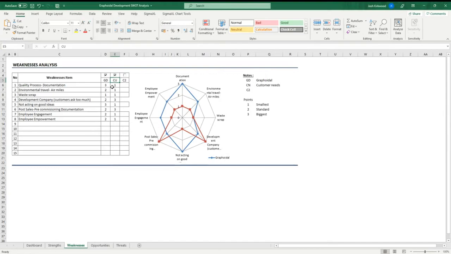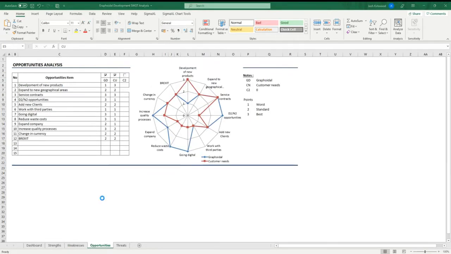Employee engagement and then employee empowerment. We do okay with that. Always room for improvement. Moving on to opportunities. Again, Graphoidal in red, customer in blue. So development of new products. Like I said previously, there's a limitation on what we can develop, because it's very niche. But obviously, for the customer, if it's what the customer wants, customer gets, so to speak. So if they want something new, it's a good opportunity for them.